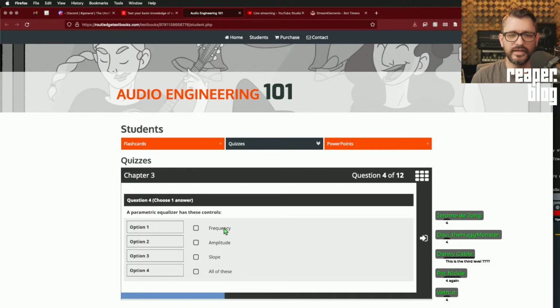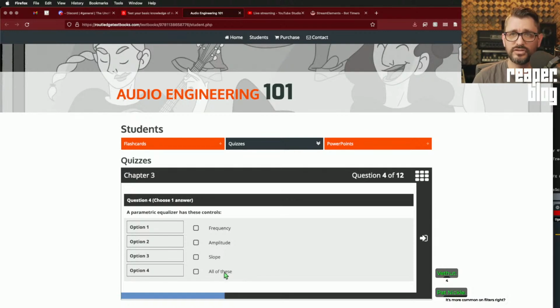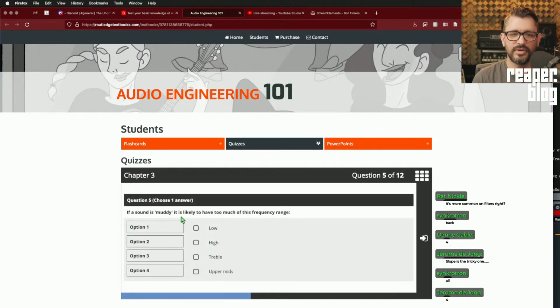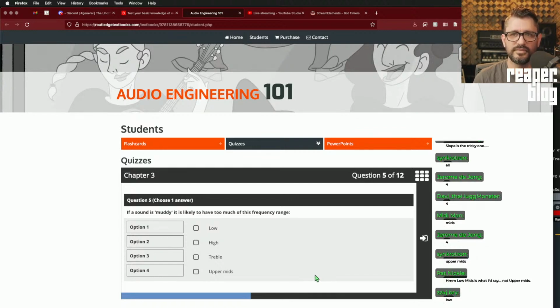I feel frequency, that's 100% right. Amplitude, more likely to see that called gain. Slope, a lot less commonly used than Q. Choose all of these, we might be right. Slope would be, yeah, for filters. Everyone's saying 4. We're going to go with 4. All right. If a sound is muddy, it is likely to have too much of this frequency range: low, high, treble, or upper mids. Upper mids, mids. Low mids is what I'd say, not upper mids. Low. I would just go with low.